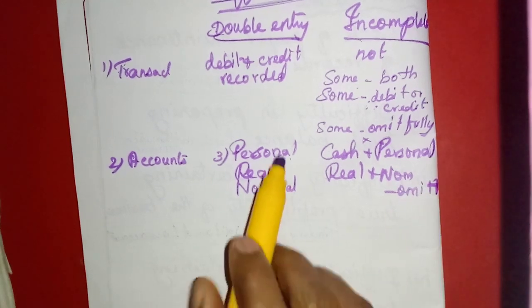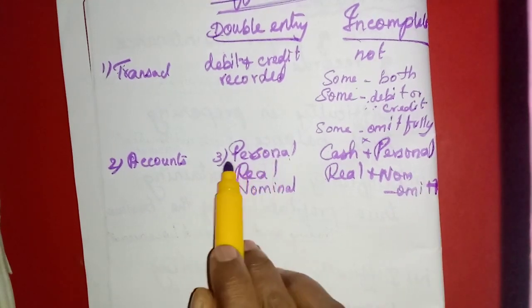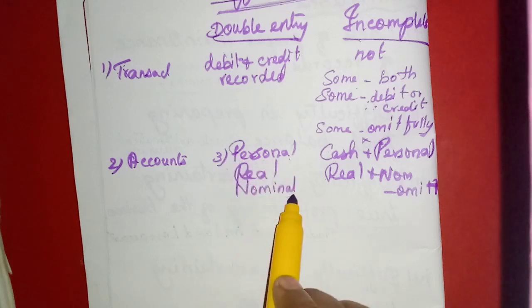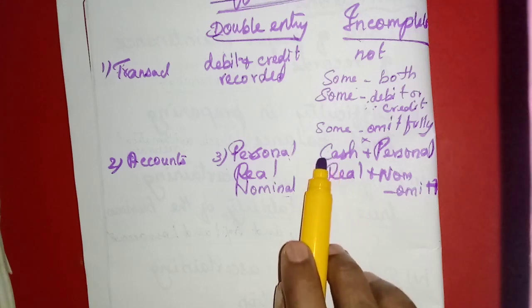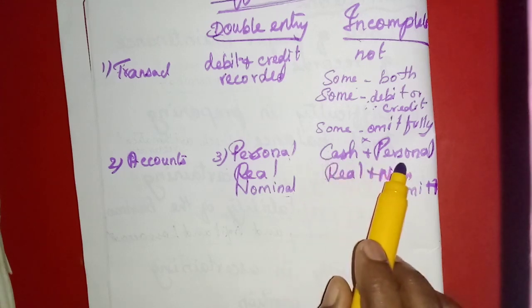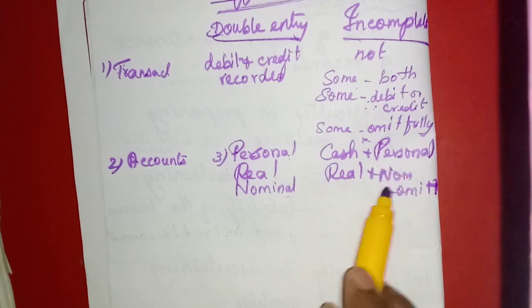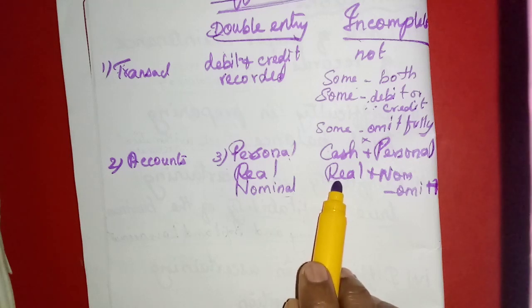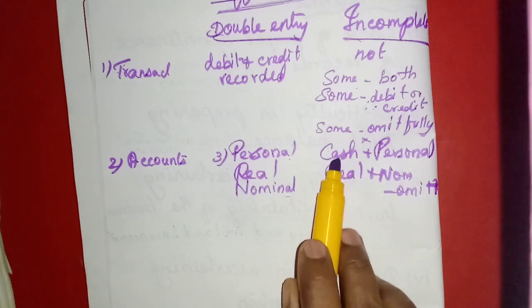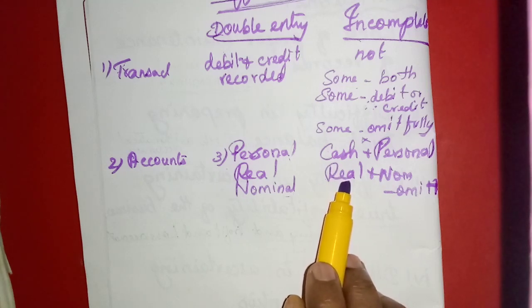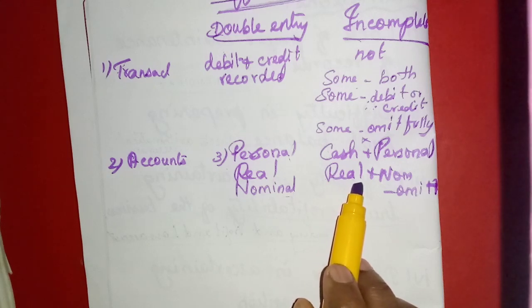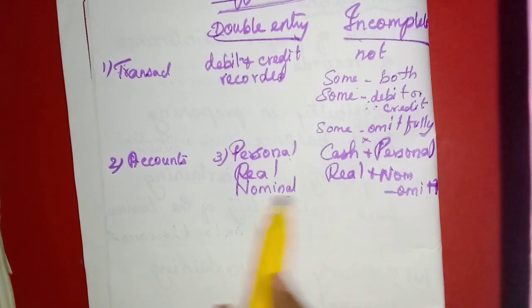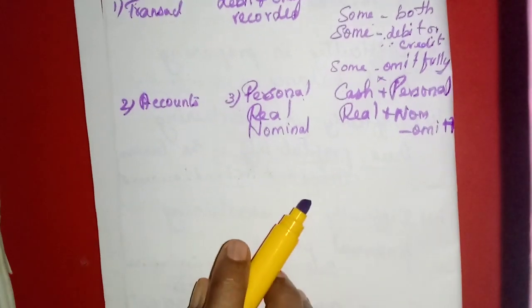Understood? In the double entry system, we record all the personal accounts, real accounts and nominal accounts. But in the incomplete records, we record only the cash account and personal accounts of debtors and creditors. We simply omit many of the real accounts, because the cash account comes under real account. So nominal accounts are fully omitted and some of the real accounts are also omitted. Now the second point you might have understood.